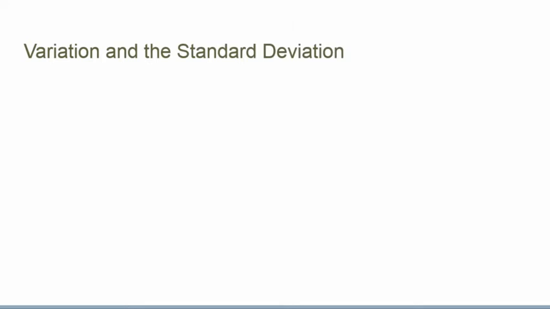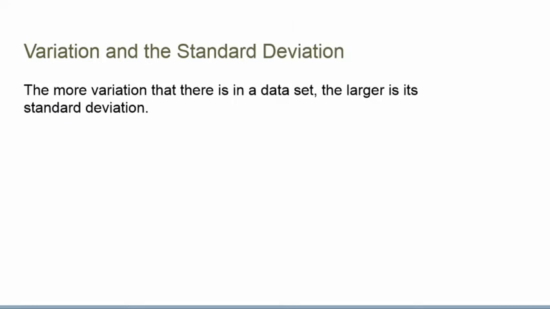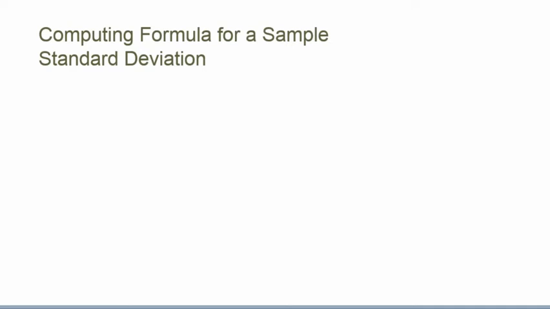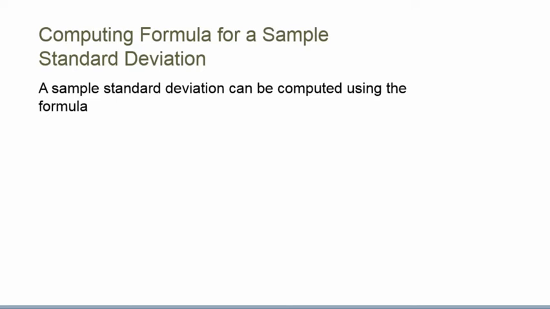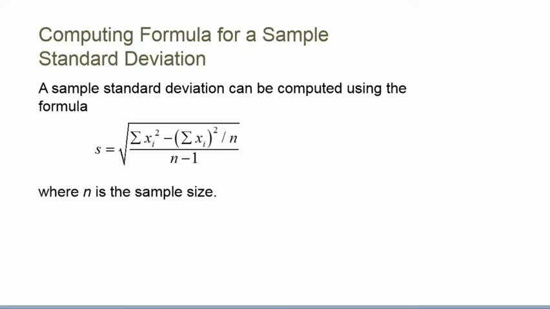Variation and the standard deviation. The more variation that there is in a data set, the larger is its standard deviation. Computing formula for a sample standard deviation. A sample standard deviation can be computed using the formula S equals the square root of the summation of x sub i squared minus the summation of x sub i, squared, divided by n, all over n minus 1, where n is the sample size. This is just an additional formula that you can use to find the standard deviation.